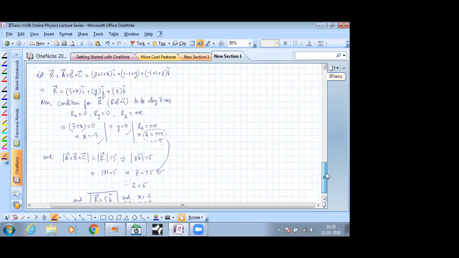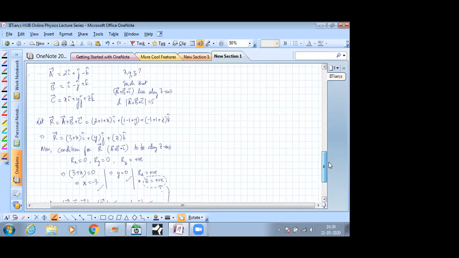And again, you can see it's nothing very complicated. It's just application of component algebra.